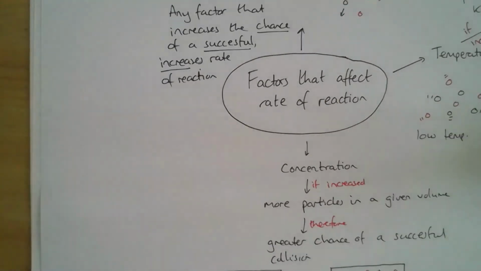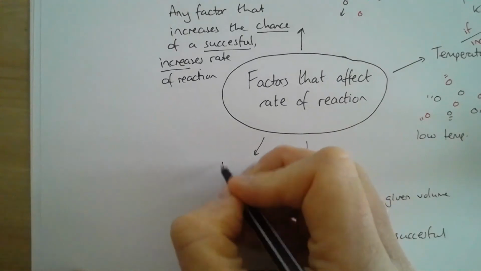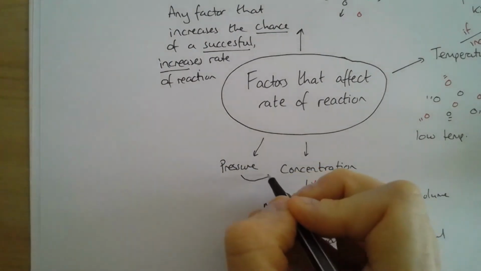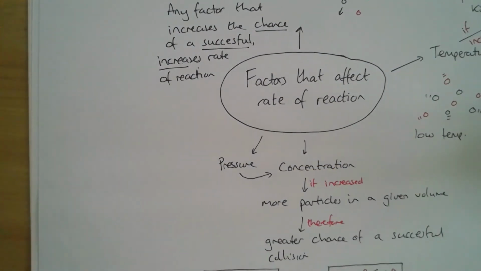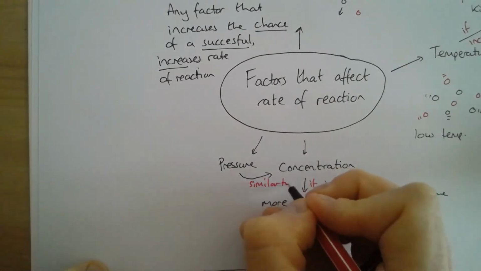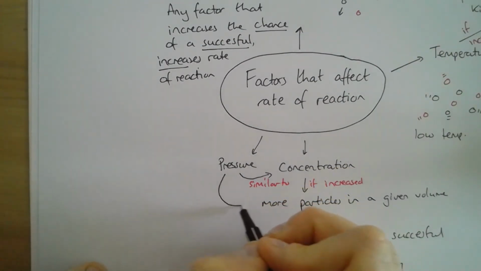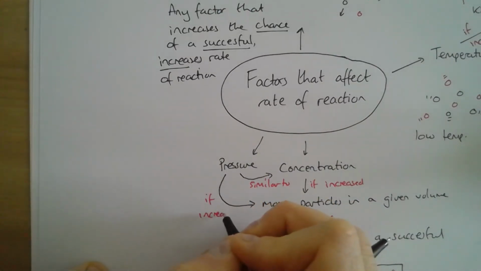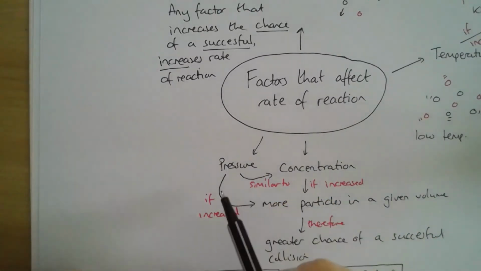So there are three other factors. Pressure. So pressure is very similar to concentration, so I'm just going to draw an arrow going from there, and that to say so pressure is similar to concentration, and also the explanation is largely the same. If we increase the pressure, so if the pressure is increased, then there are more particles in a given volume.